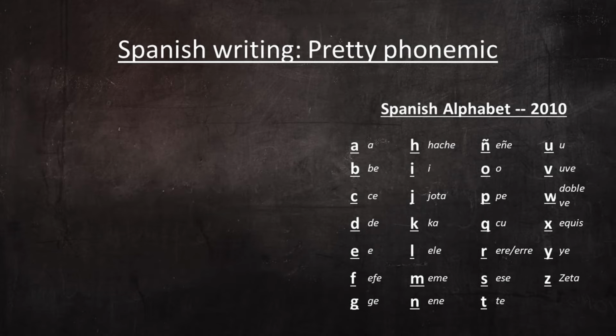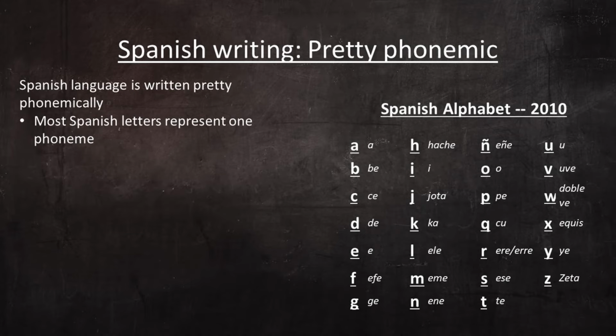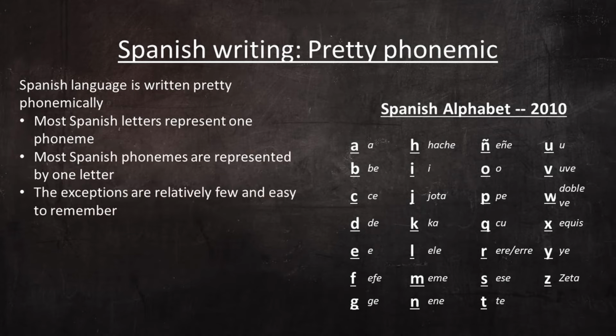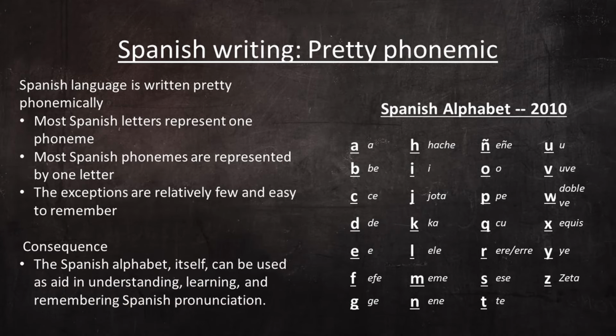Unlike the English language, the Spanish language is written pretty phonemically. This means that most Spanish letters represent one phoneme, and most Spanish phonemes are represented by one letter, and the exceptions are relatively few and easy to remember. A wonderful consequence of this fact for Spanish learners is that the Spanish alphabet itself can be used as an aid in understanding, learning, and remembering Spanish pronunciation.